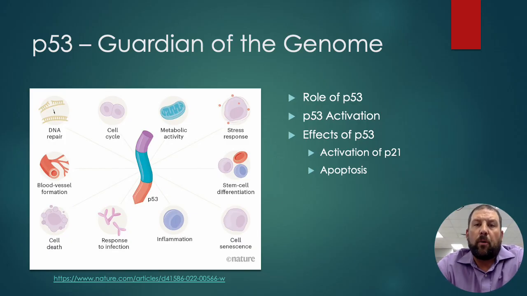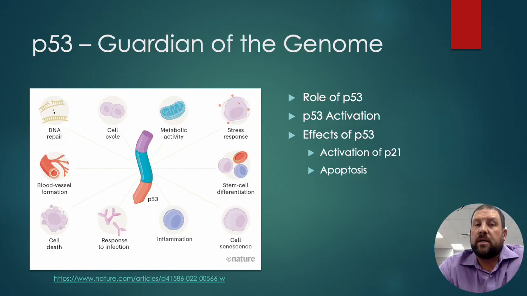One of the most important proteins in protecting the cell is p53, which is often called the guardian of the genome. Its main role is to monitor the health of DNA and make sure cells don't divide when their DNA is damaged. If p53 didn't do its job, cells could pass mutations to the daughter cells, leading to cancer. So, how is p53 activated?